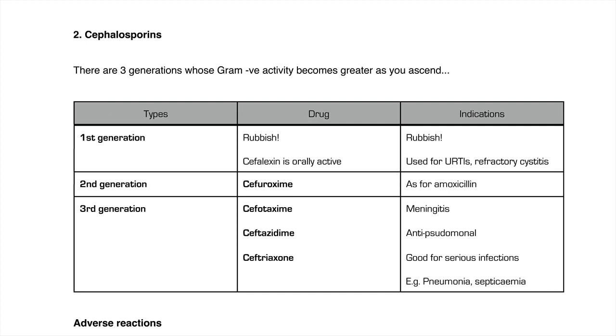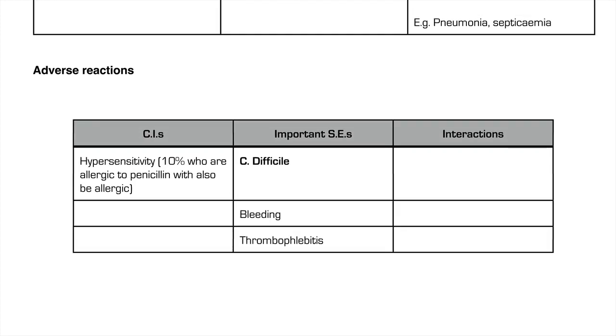For the second generation, we've got cefuroxime, which essentially has the same indications as amoxicillin. And the third generation, these are the ones that tend to be used IV, and they're cefotaxime, ceftazidime, and ceftriaxone. Now, I wouldn't worry so much about the indications for these, just know that they exist and that they're third generation cephalosporins.